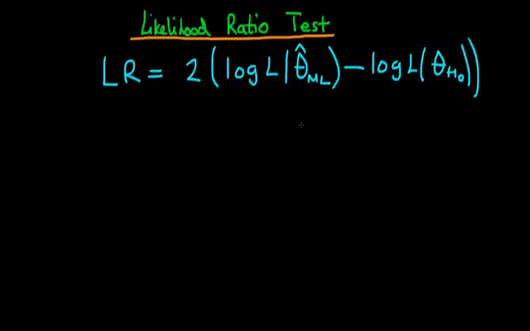And it turns out that asymptotically, if the null hypothesis is true, then this is chi-squared with q degrees of freedom under H0, where q here corresponds to the number of restrictions which we're placing under H0, as opposed to the unrestricted maximum likelihood estimation. So in this particular example, q is equal to 1.